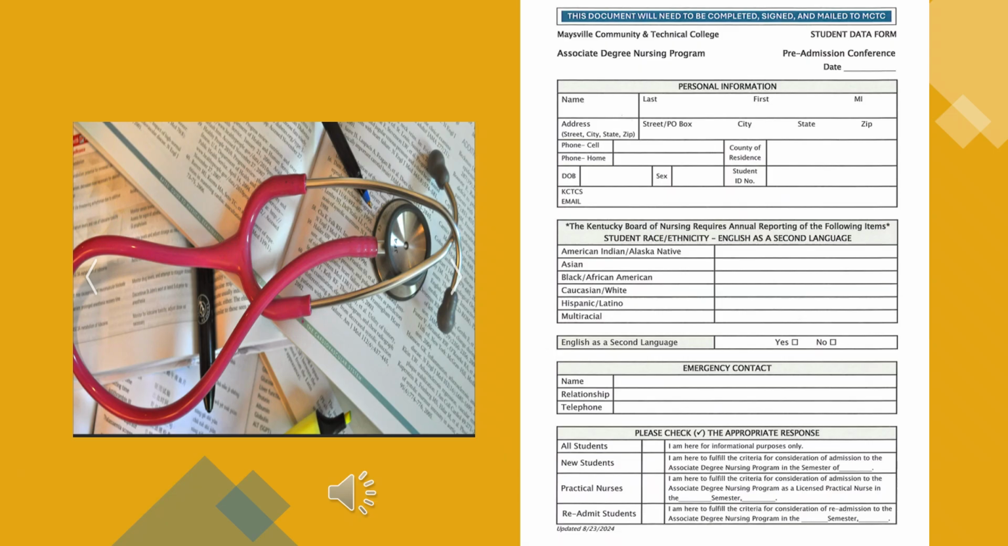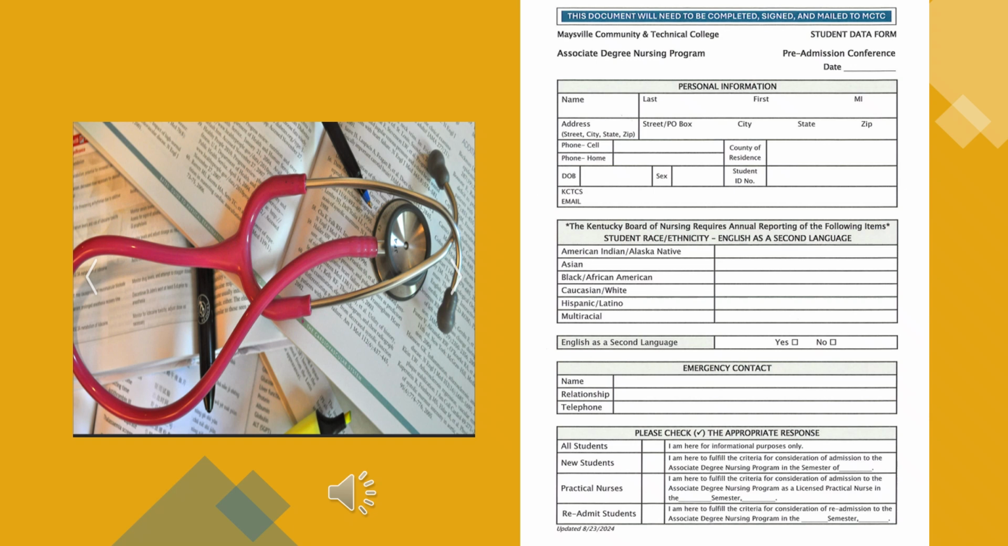This form in your packet is the student data form. It has your personal information, and one of the things that we do ask about is whether English is your second language, and then your race and ethnicity. We need this for our KBN benchmark reporting, so please fill that out for sure.